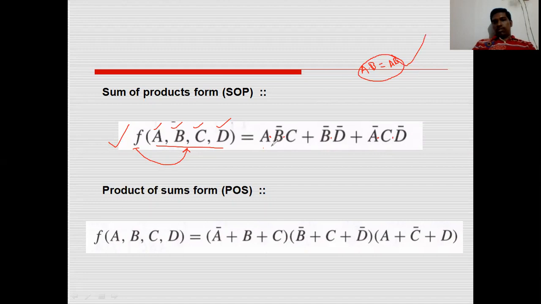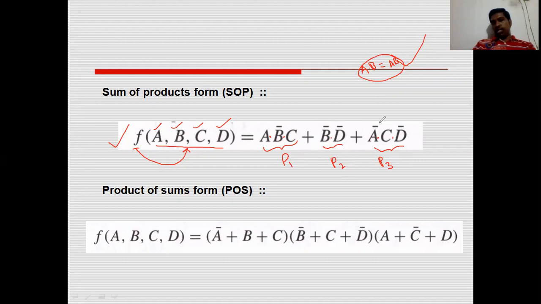Now, a into b bar into c, what is this term? We are multiplying three literals, therefore it is one product term. What is the second term? It is also one product term, because we are multiplying b bar into d bar. Then what is the third term? It is also a product term, we are multiplying a bar into c into d bar. Total we have three product terms.